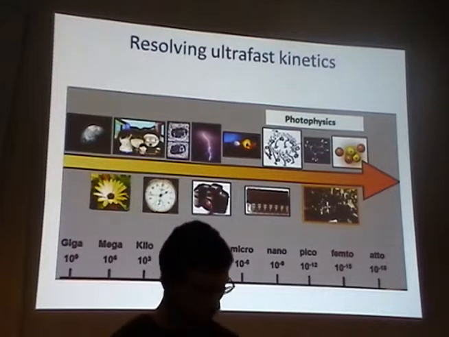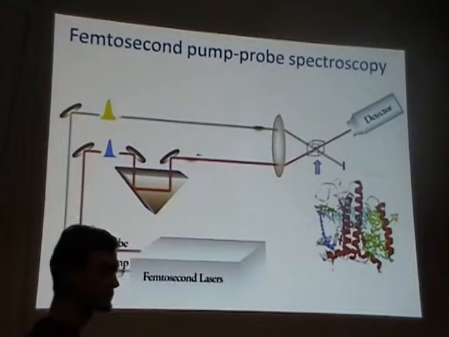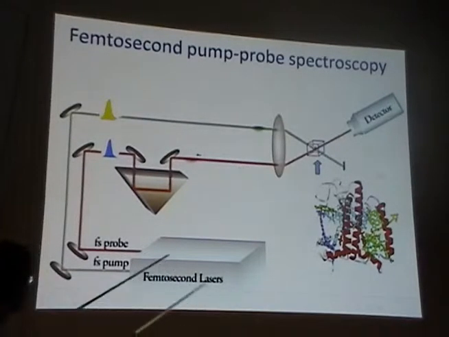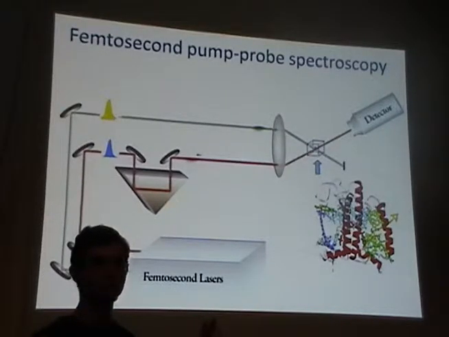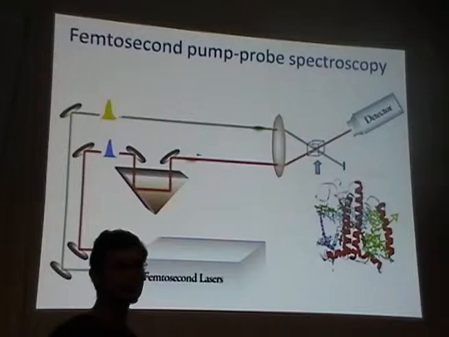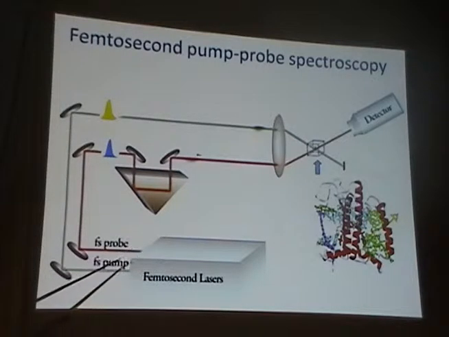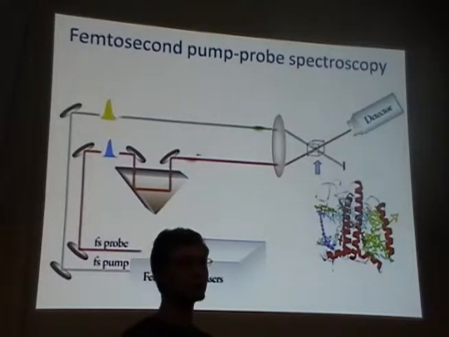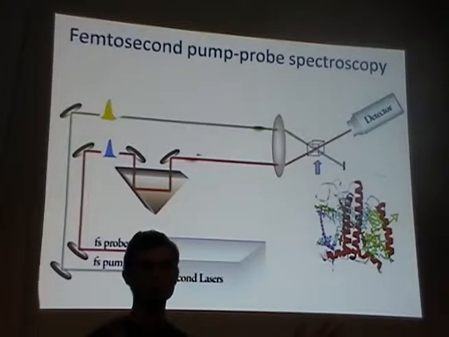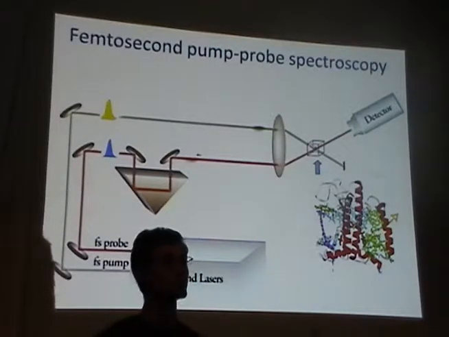Okay. A single pulse won't help us really. So the trick is to use two pulses. One pulse is called the pump, and the other pulse is called the probe. And conceptually how this works is in a simplified schematic here. With a femtosecond laser, the pulse duration, the time width of the pulse, is in the femtosecond range. It's normally between 10 femtoseconds up to about 150 femtoseconds, for both your pump and your probe pulse.